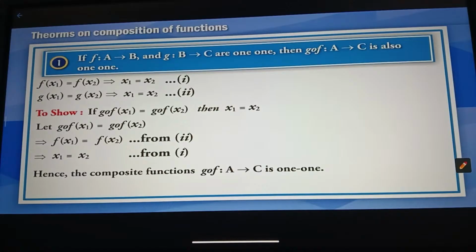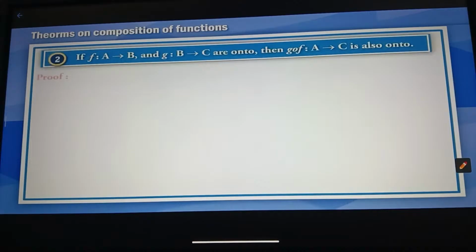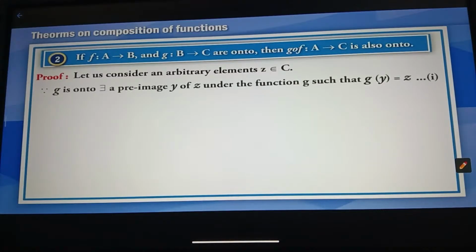Let's now move on to the next theorem. If a function f from A to B and a function g from B to C are onto, then the composition of f and g is also onto. Let us consider an arbitrary element z belonging to set C. Since g is onto, there exists a pre-image y of z under function g such that g of y is equal to z.